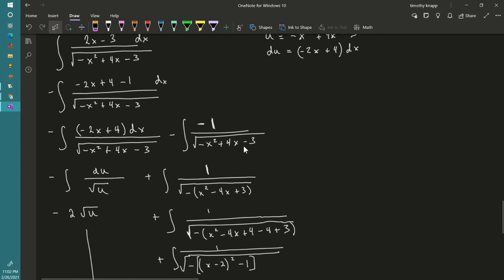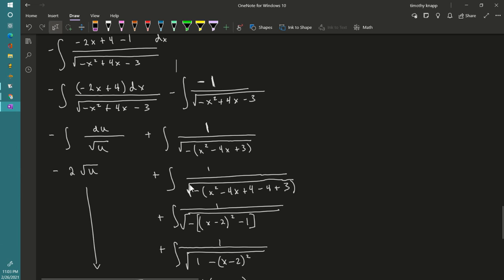This one I'm going to use completing the square on. And so what we've got is a negative, and then we've got an x squared minus 4x plus 3. So what I'm going to do here, I factored out a negative, okay? And then I'm going to add 4 and subtract 4, giving me a perfect square trinomial here, which ends up being x minus 2 squared, okay? Check out completing the square for this. And then that 3 and the 4 combine to be a negative 1.